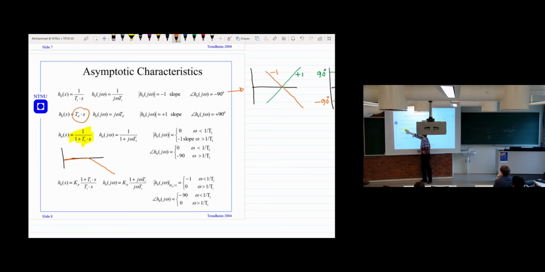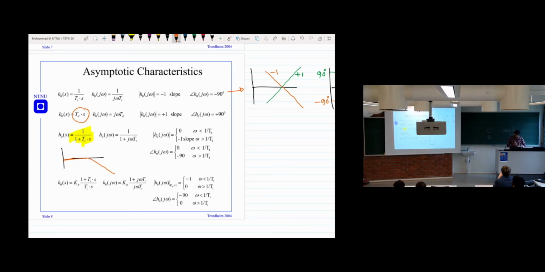Because when the frequency is small, this part is very small, then it's 1/1, and you can write 1 means 0 dB. And if you also look at the phase information, up to this part, the phase is 0, because it's only 1/1. And after this part, when the frequency is higher, this part is dominant and the 1 is negligible, then it's 1/T1s, which is like an integrator, and you see that the integrator phase is 90 degree, so therefore you will get the 90 degree phase, and the slope is -1 because now it behaves like an integrator. So this is the Bode plot for a low pass filter.